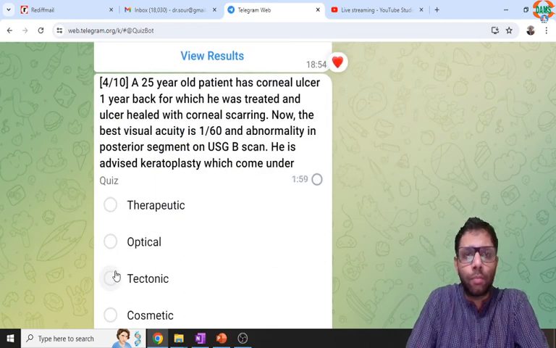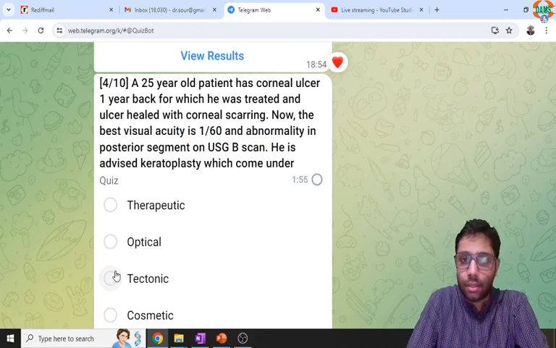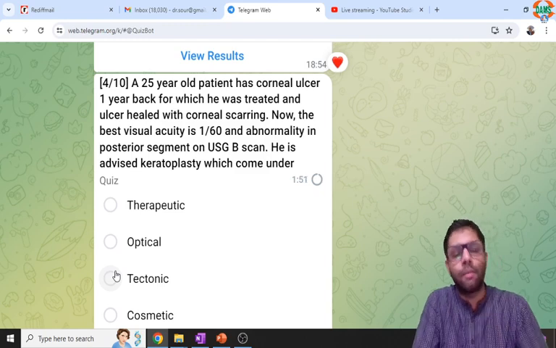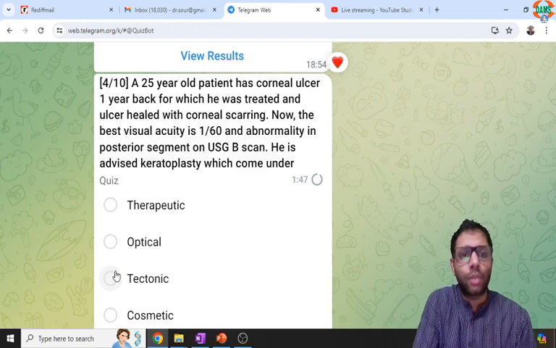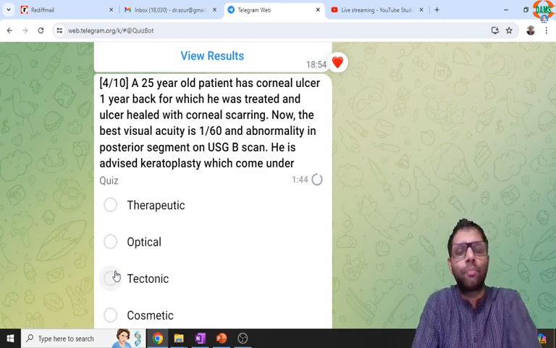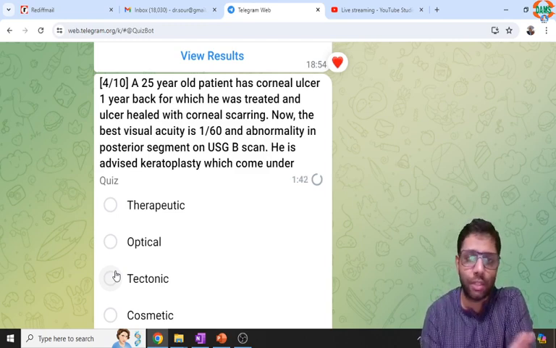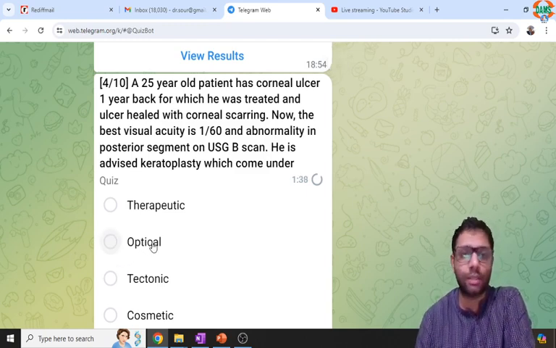Now, a 25-year-old patient had a corneal ulcer 1 year back, treated and healed by scarring. Scarring is there now. Now you have to improve the vision of the patient by keratoplasty, because the posterior segment is normal, no abnormality. Vision is 7/60. Therapeutic keratoplasty is done when the main aim is to decrease the infection. Here infection is healed. Here you have to improve the vision. That is optical keratoplasty. That's the answer.